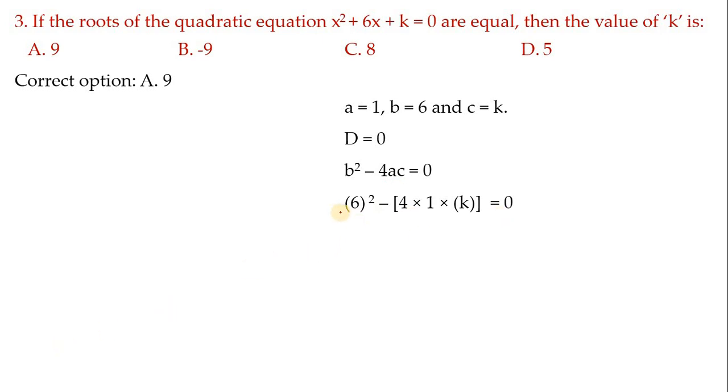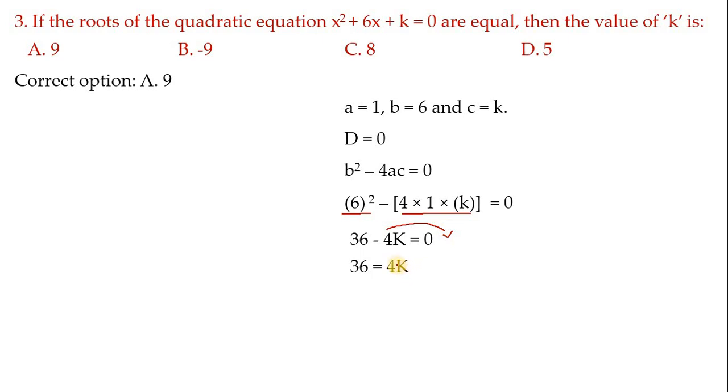Simplify now. For the next step, find the value of this. 6 square means 36. Let us multiply this full. 4 ones are 4. 4 into k is 4k. Remaining right as it is. And for the next step, minus 4 transfer to this side. So we'll get 36 is equals to 4k.